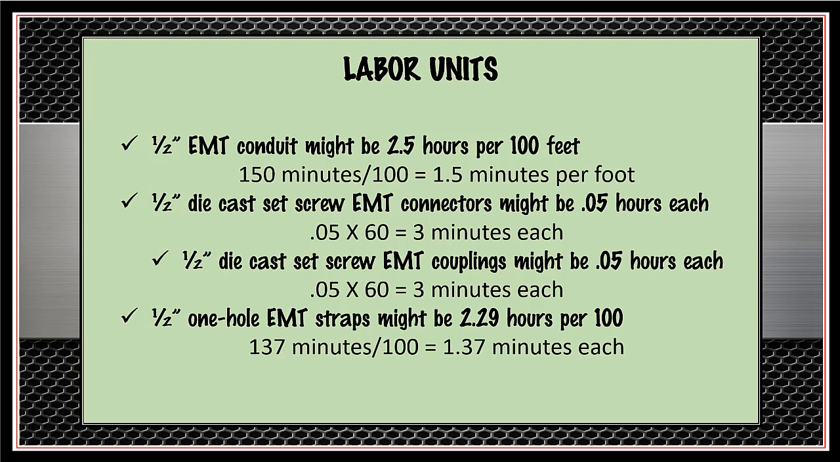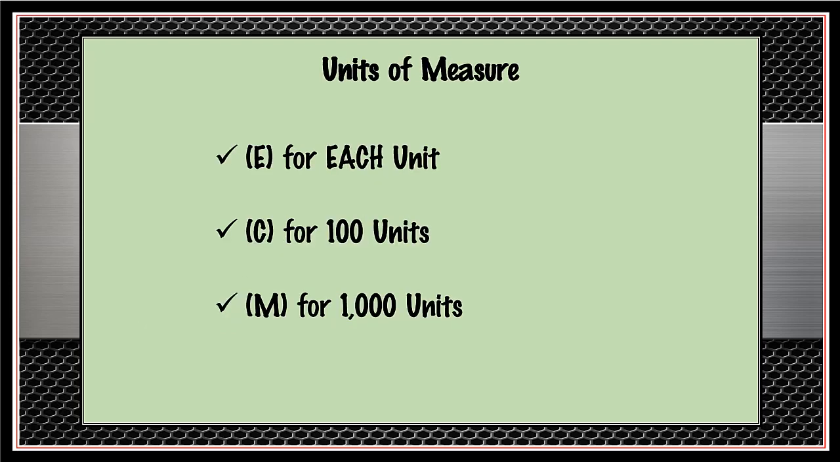2.29 divided by 100 equals 0.0229, and then multiply the result by 60 in order to calculate the installation time for each strap. 0.0229 times 60 equals 1.374 minutes each. Sounds technical, doesn't it? But this is how labor budgets get compiled. The installation time for labor units are expressed in different units of measure: E for each unit, C for 100 units, and M for 1,000 units.